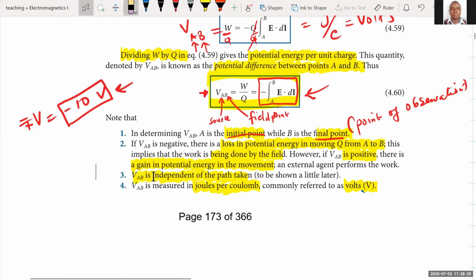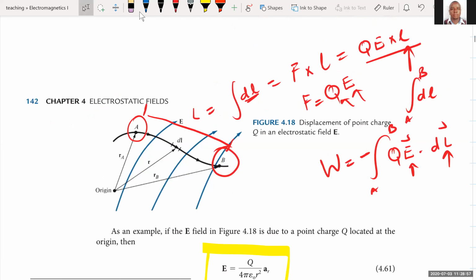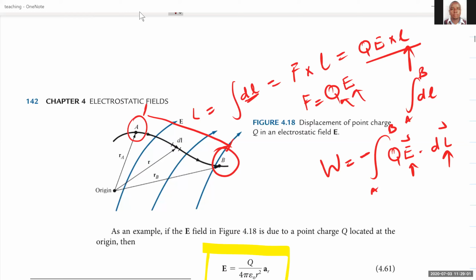I think that point is very, very important, and you should actually think about it properly. So VAB is independent of the path taken. Of course, VAB is independent of the path taken. For now, we are saying that we are going to show that later, but it is important to know that the diagram that we are talking about here was illustrating the movement.